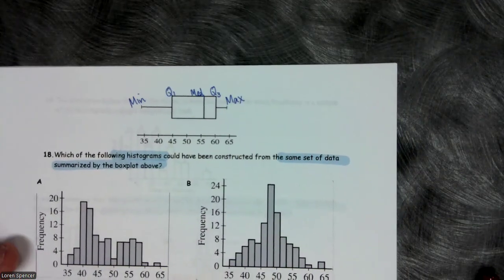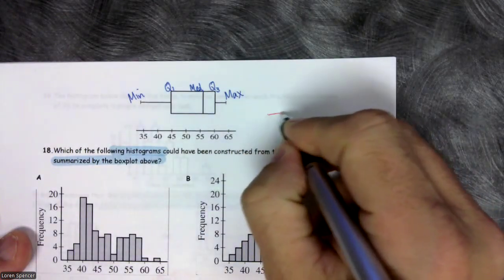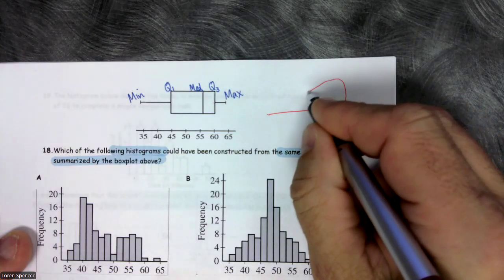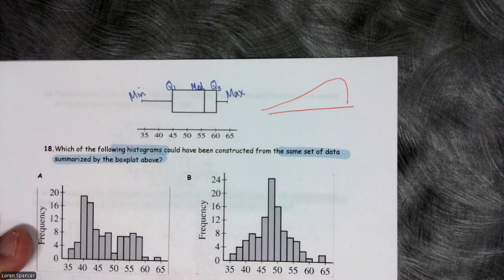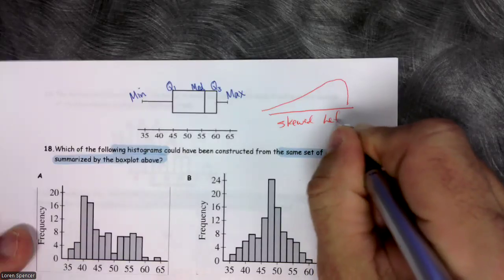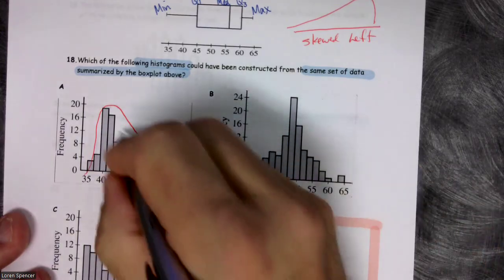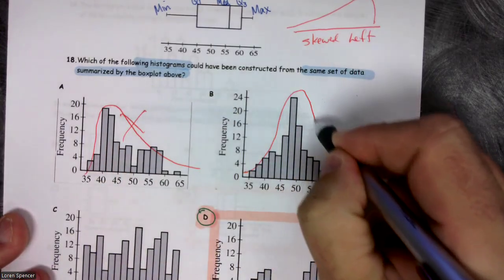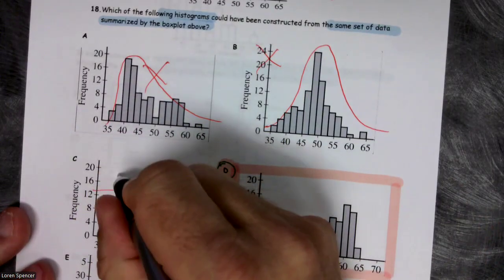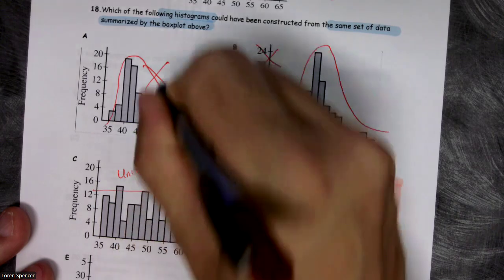Which of the following histograms could have been constructed from the same set of data? Okay, when I look at this, I go, you know what? This has a whole lot of information all in one corner. So we're looking for something that's going to be skewed to the left. So we're looking for skewed left. Well, that's skewed right. Symmetric. That's pretty uniform. No, this is skewed right.